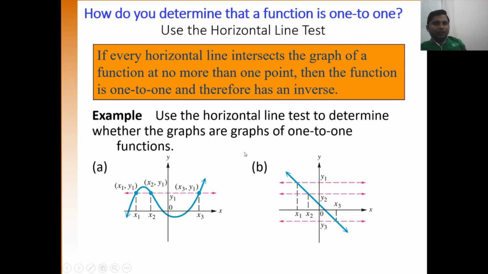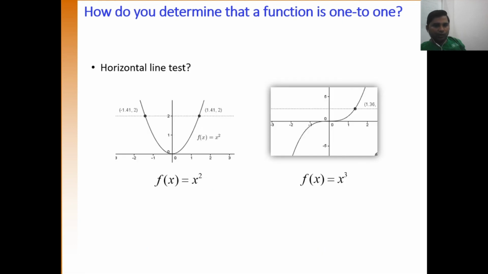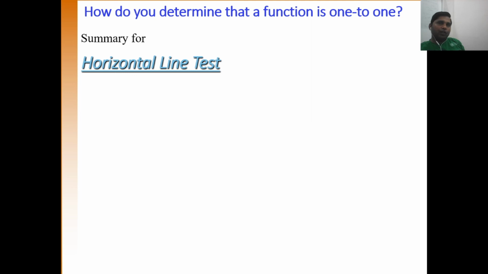Use the horizontal line test to determine whether the graphs are graphs of 1 to 1 functions. So as you can see here, we have drawn a horizontal line, but it is intersecting at 3 points, so it's not 1 to 1. In part B, if you draw a horizontal line, you will see that the line is intersecting at only one point. So B is 1 to 1, A is a many to 1 function, or not 1 to 1. As we have already discussed, this is a many to 1 function. This is the summary for the horizontal line test.